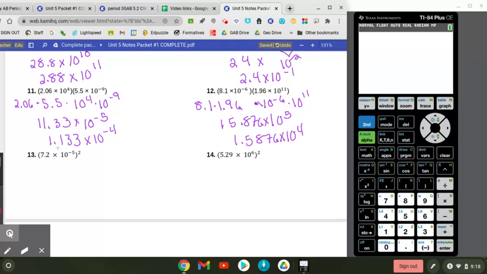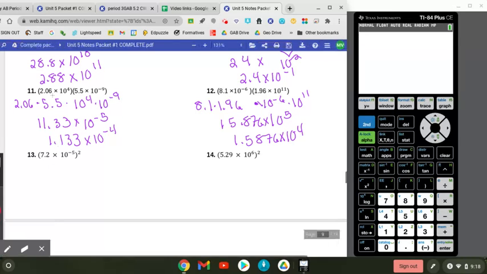Okay, so here again, I multiplied my 2.06 times 5.5, got 11.33. I used my exponent rules on 10 to the 4th times 10 to the 9th, and I got 10 to the negative 5th. I need to move my decimal over 1 more, so it becomes 1.133 times 10 to the negative 4th.